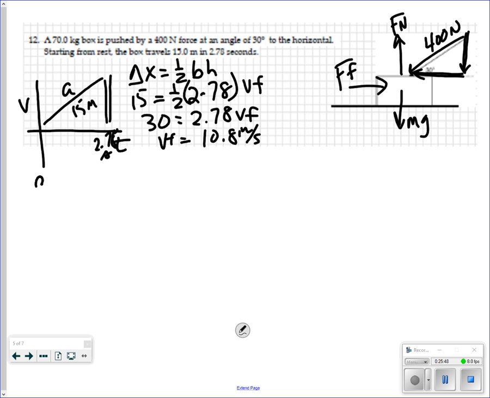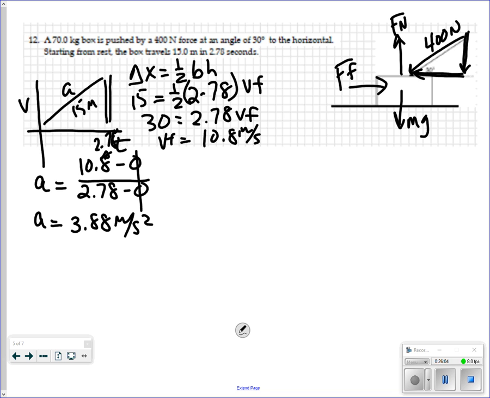Then I'm going to do the acceleration, which is going to be the slope of the line. My final velocity is 10.8. My initial velocity was 0. 2.78 minus my initial time of 0. So my acceleration then turns out to be 3.88 meters per second squared. Hopefully we are all good with that. This is going to be the critical piece that I need for the free body diagram over there.